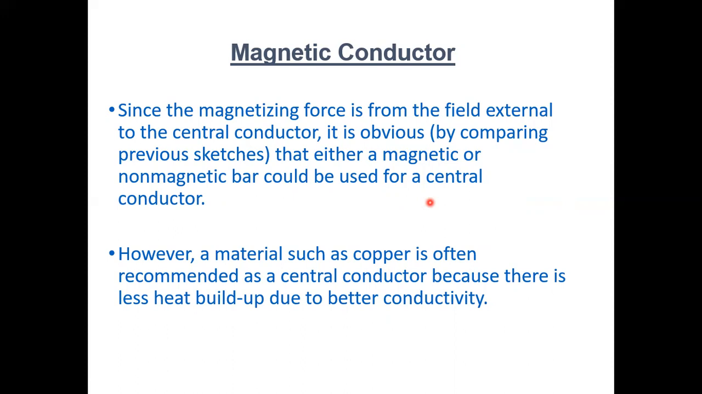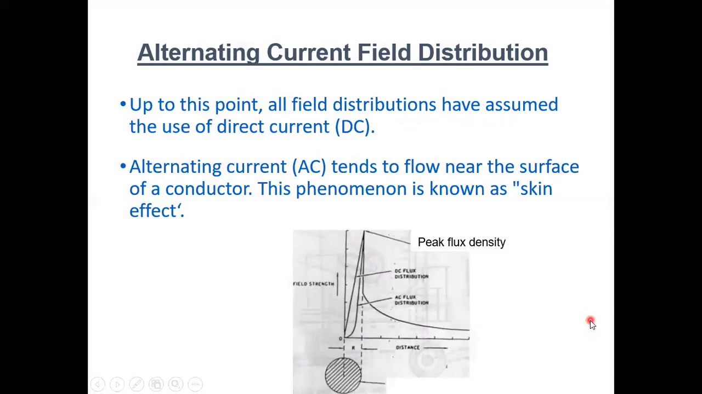But regarding the magnetic field, for both magnetic and non-magnetic, the magnetic field outside the conductor will be the same. Because of current carrying capacity, current carrying efficiency, we can say effectiveness, we are using copper as a conductor material. A material such as copper is often recommended as the central conductor because there is less heat buildup due to better conductivity.